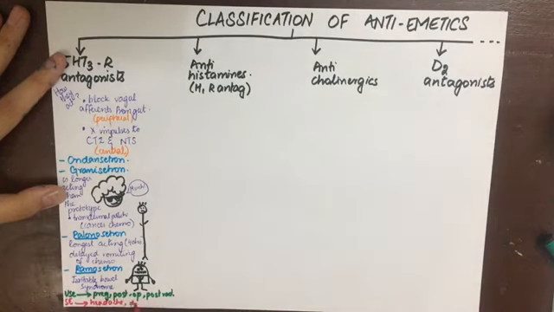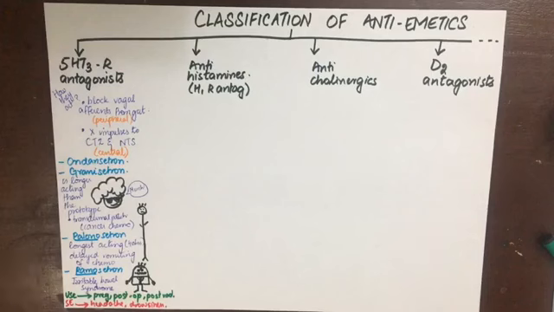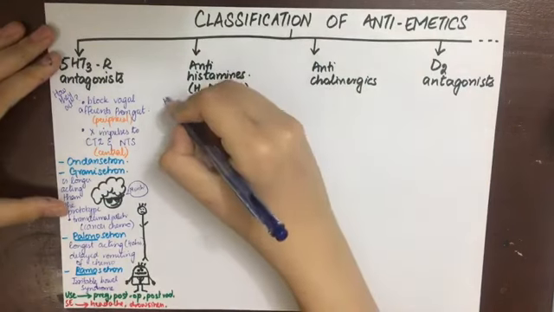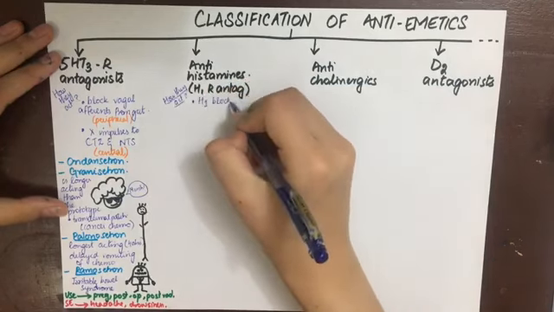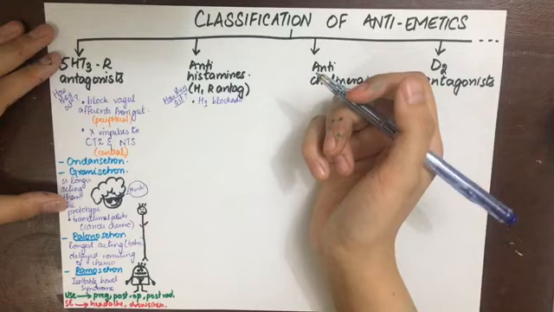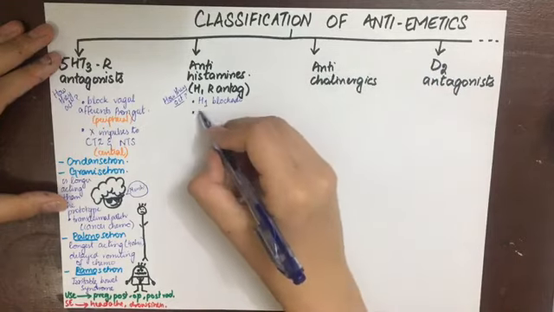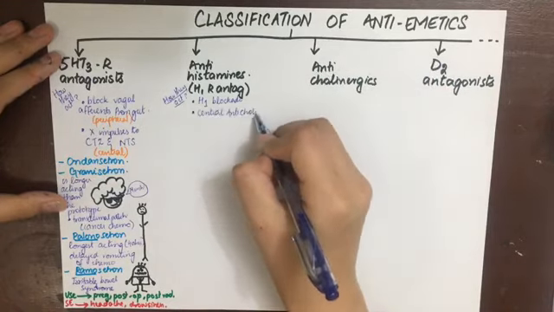Now let's look at the antihistamines or H1 antagonists. Now, referring to the previous diagram, you can easily imagine where they will act. They will block the H1 receptors on the vestibular apparatus and also directly on the vomiting center.